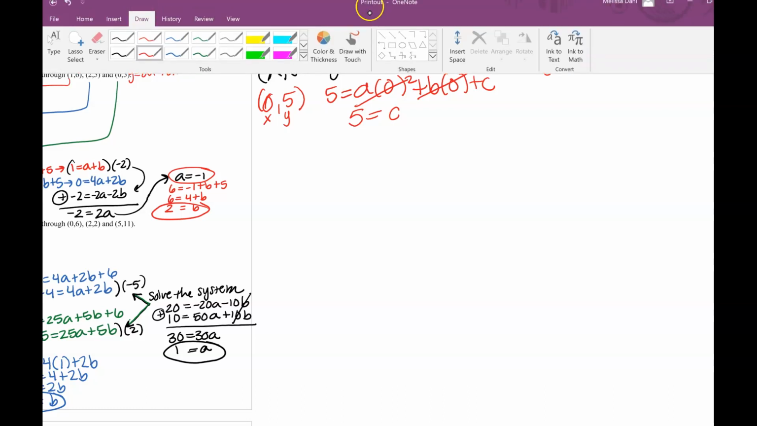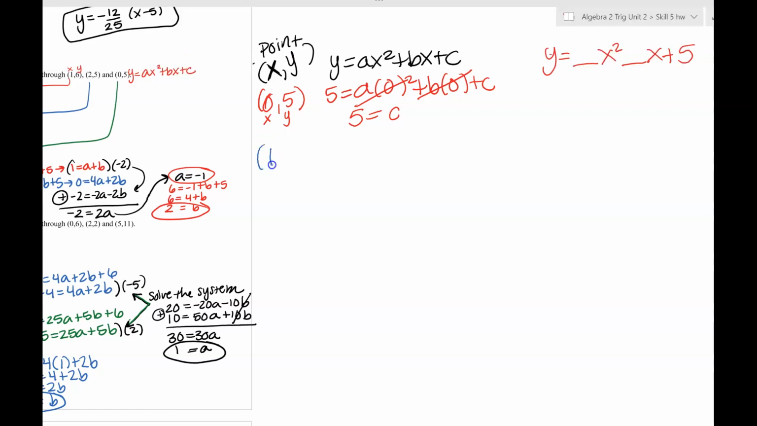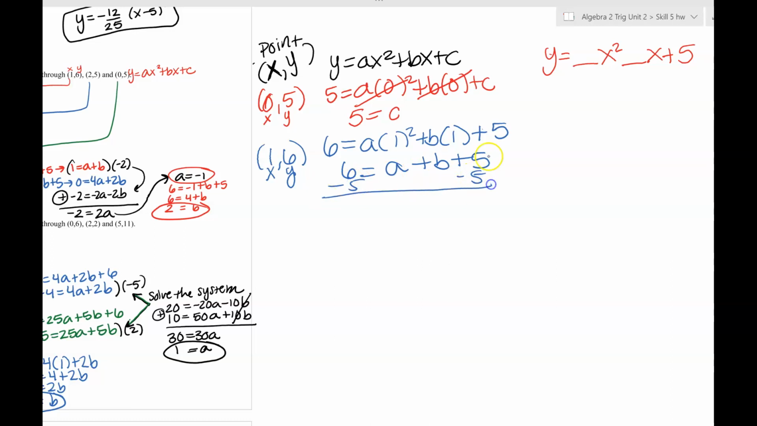The next thing that we're going to do is use the other points. So they gave us the point 1, 6. This means when I plug in 1 for x, y should have a value of 6. So this gives me, oh, and I'm not going to write c anymore because I already know that c is 5. So I'm actually going to write 5 in place of c. So this gives me a plus b plus 5. And I actually want to bring the 5 over with the 6 and combine together all of the constants. And so this gives me a plus b equals 1.